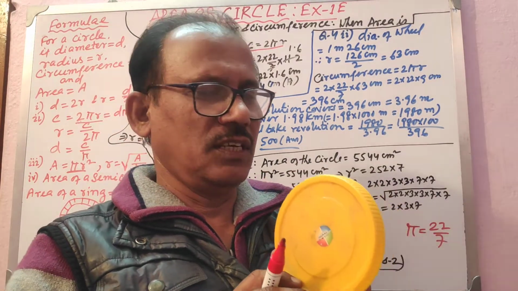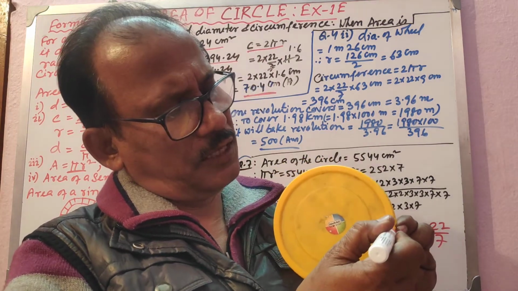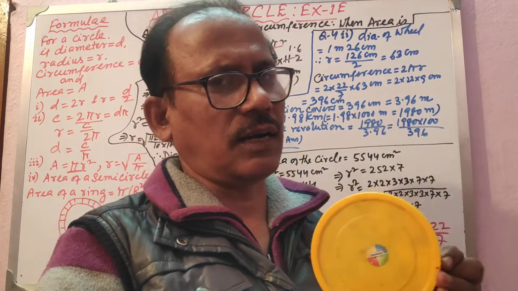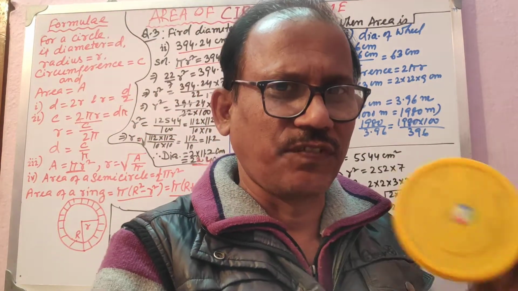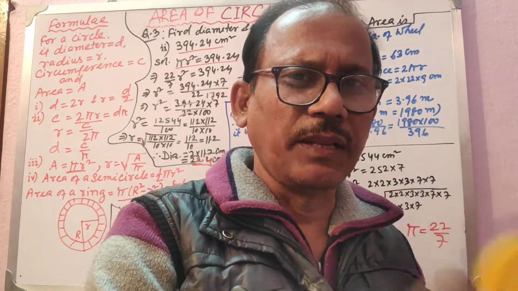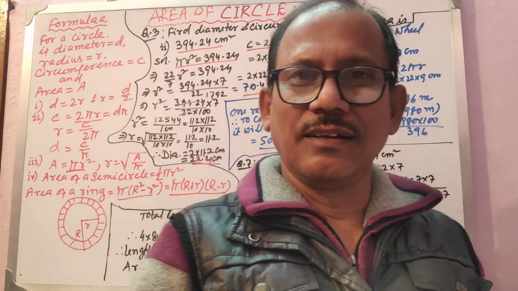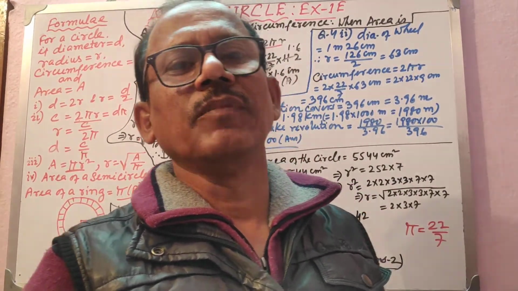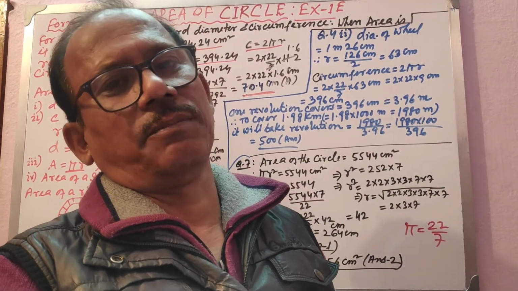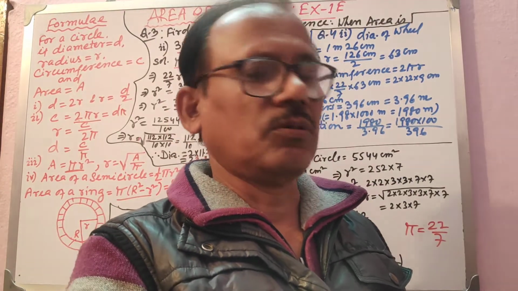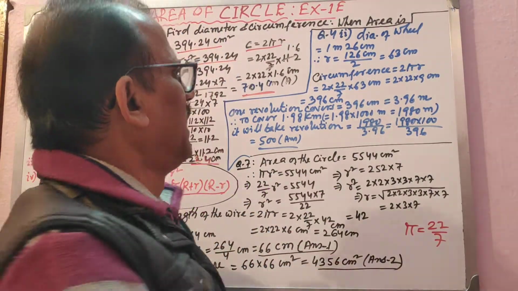See, if this wheel rolls one turn from this point, any point you take, if it rolls completely one turn, one revolution, what will be the distance covered? Distance covered will be its perimeter, that is circumference. So one revolution will be its perimeter. First you have to find the circumference. Then from the total distance, you have to divide that distance by the one revolution, that is circumference. That is what I have done.